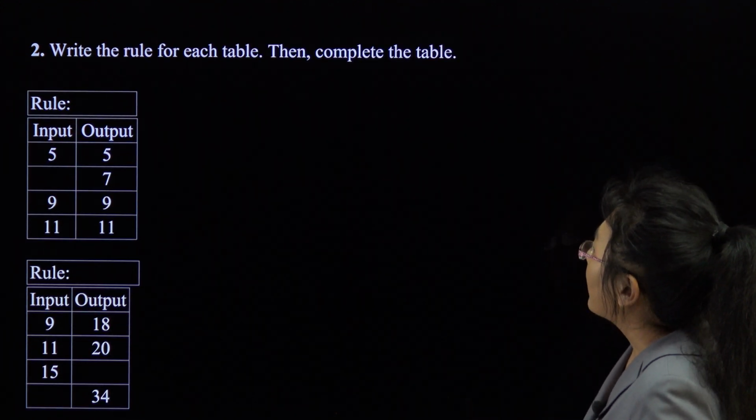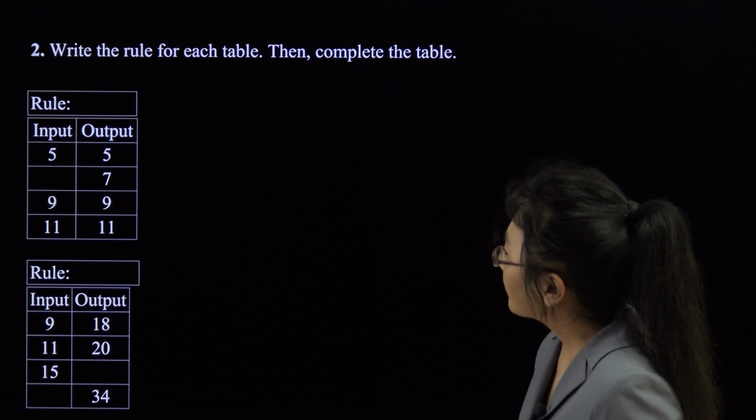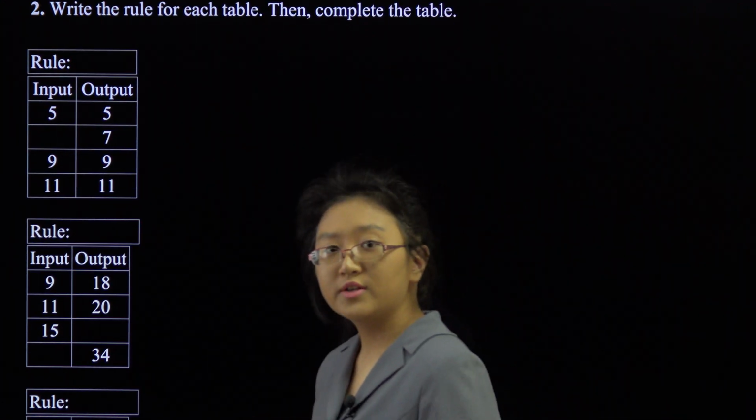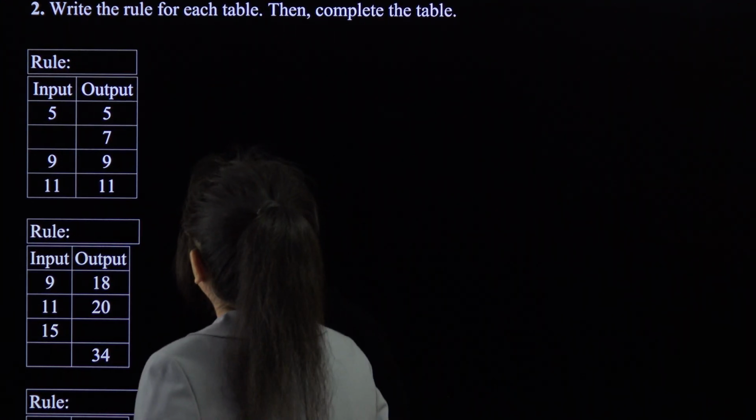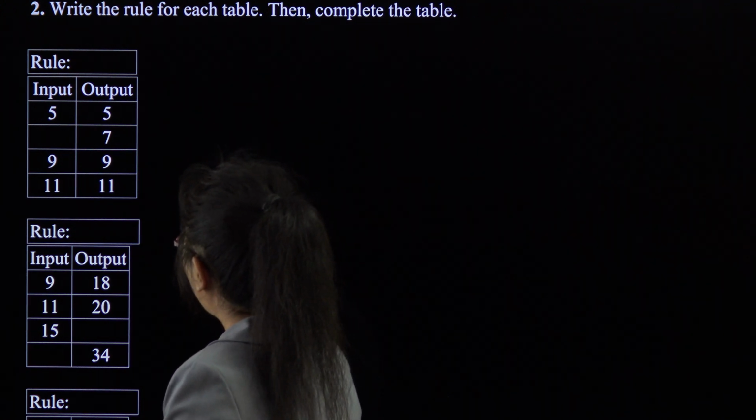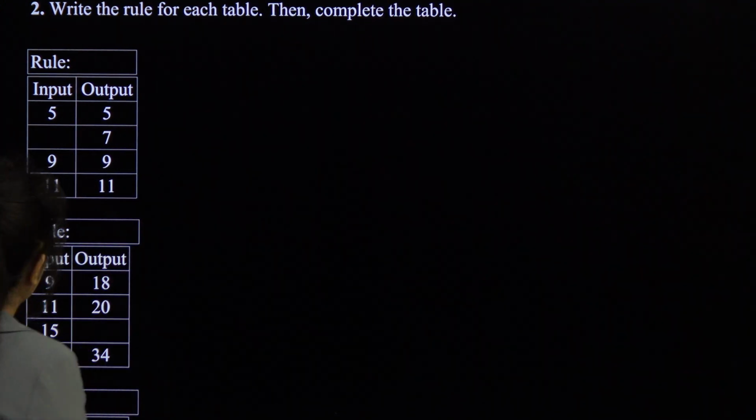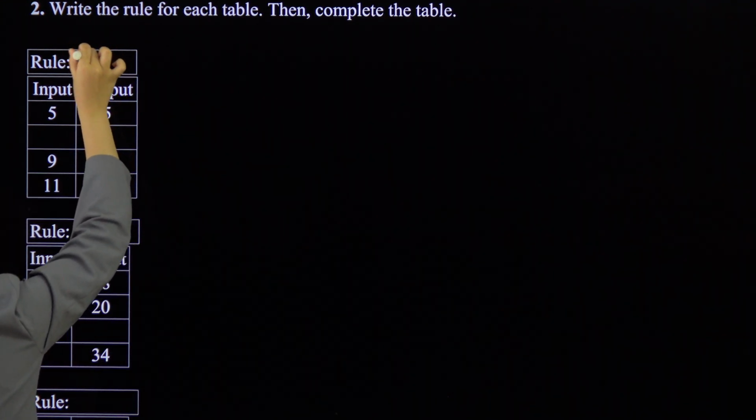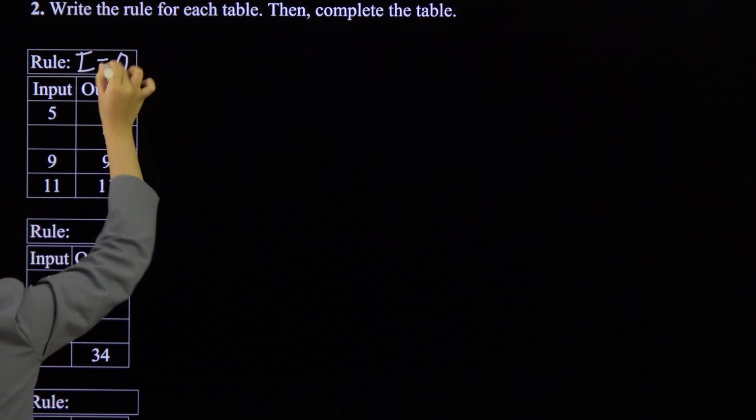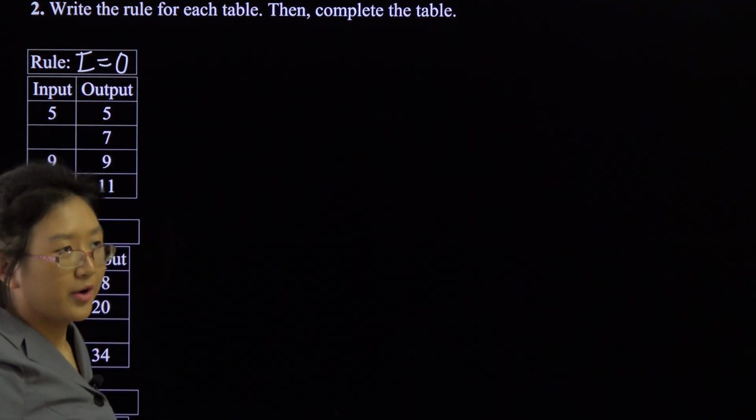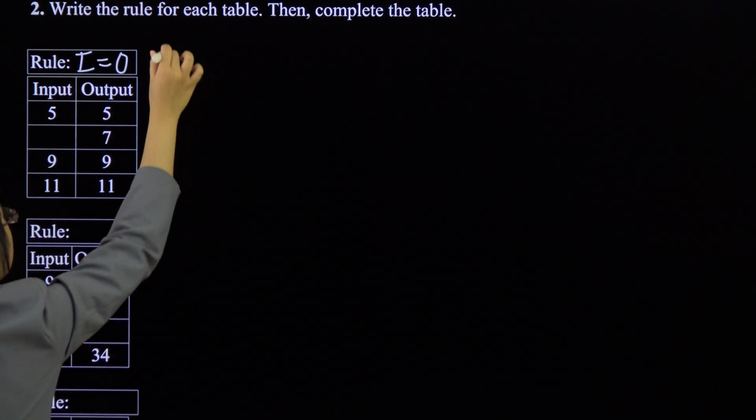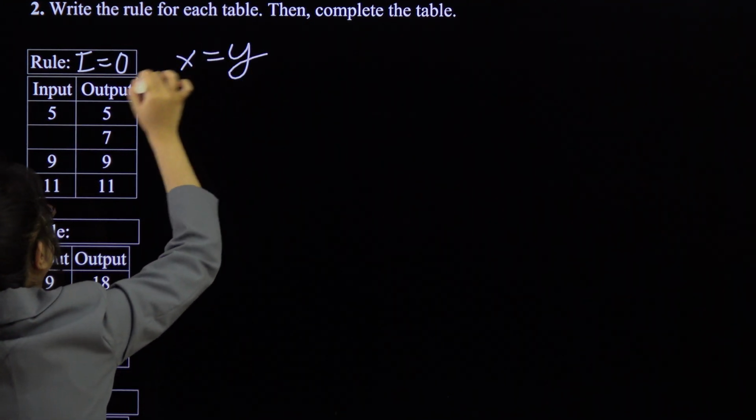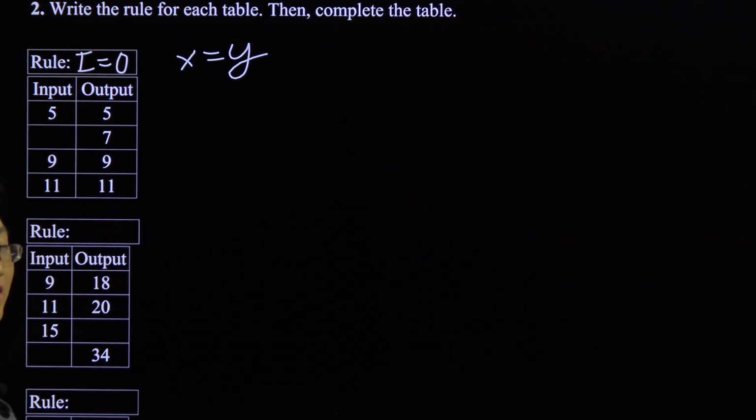Write the rule for each table, then complete the table. So here you have input 5, output 5. Well, that's equal. And 9 and 9 is also equal. 11 and 11 are also equal. So rule: I equals O. Usually you wouldn't use I and O in math. It would be X and Y. So if the output, Y, was 7, and the input and the output were equal, then what's the input? 7.